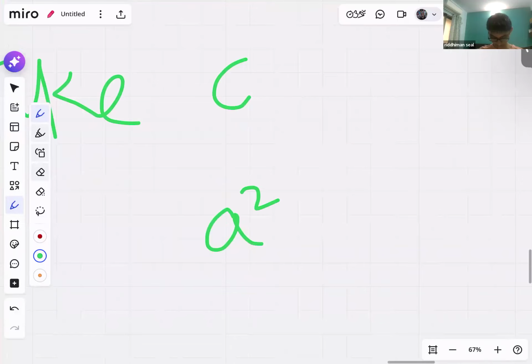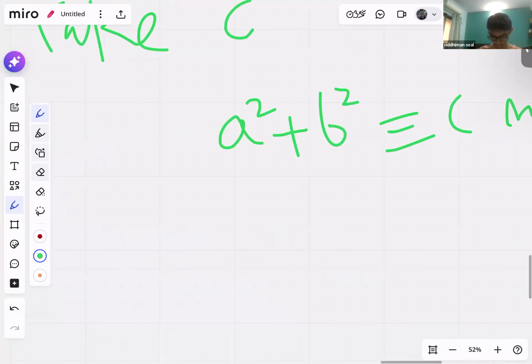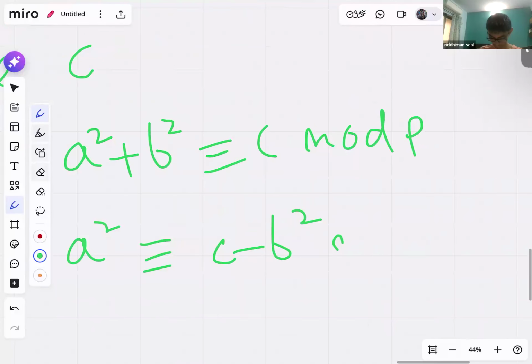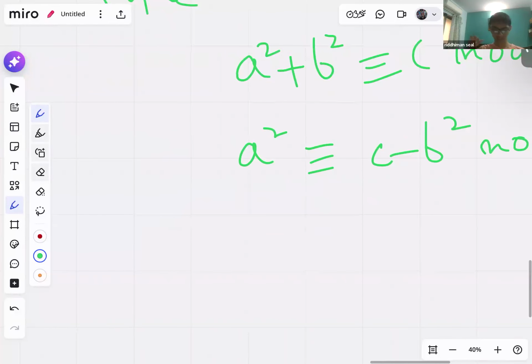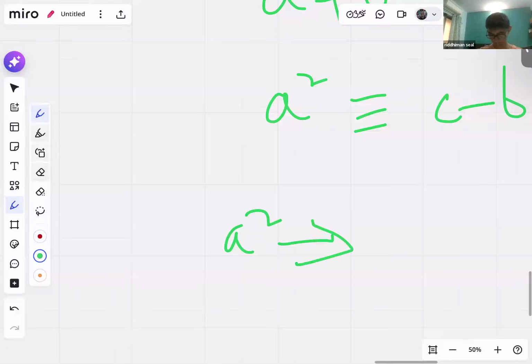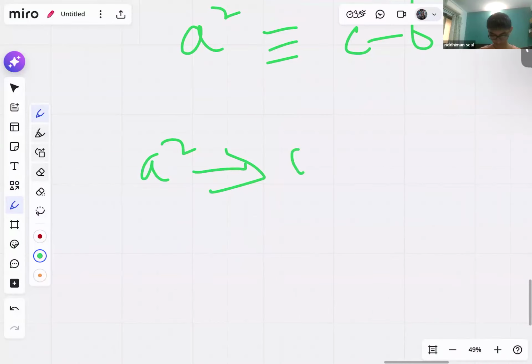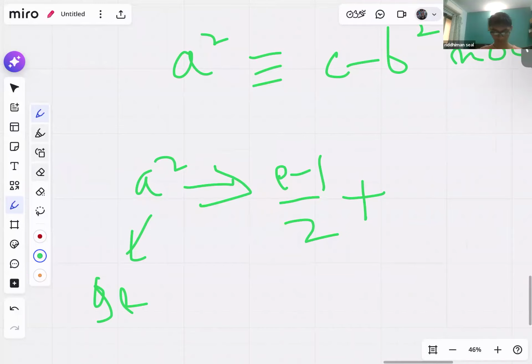And the idea is to take some C such that, and we want to look at this equation, right? So what we do is we do this. And now we analyze the LHS and the RHS separately. So A squared, what is the possible residue classes that this can take? It's P minus 1 by 2, right? Because this is just a QR. Plus, it can also be 0 because 0 squared is 0.